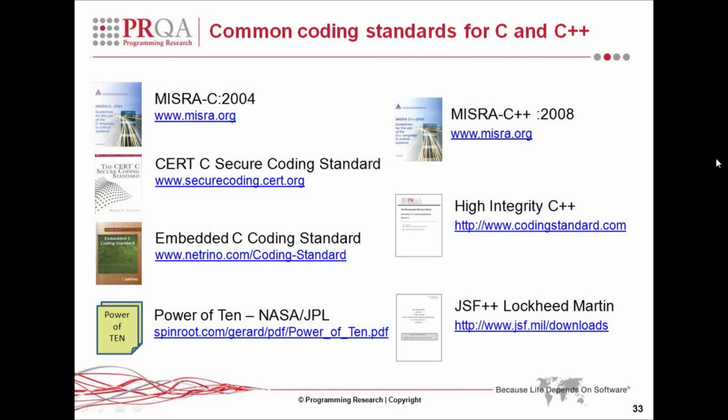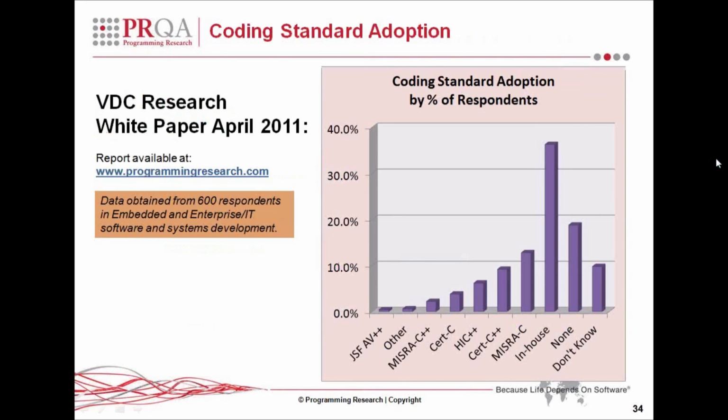So these are some common coding standards. How do you choose one? Or how do we know which ones are used in the industry? So this is some information from some independent research done by VDC Research. The report is available from our website. This data was obtained from 600 respondents from the embedded and enterprise IT market, including automotive and aerospace.